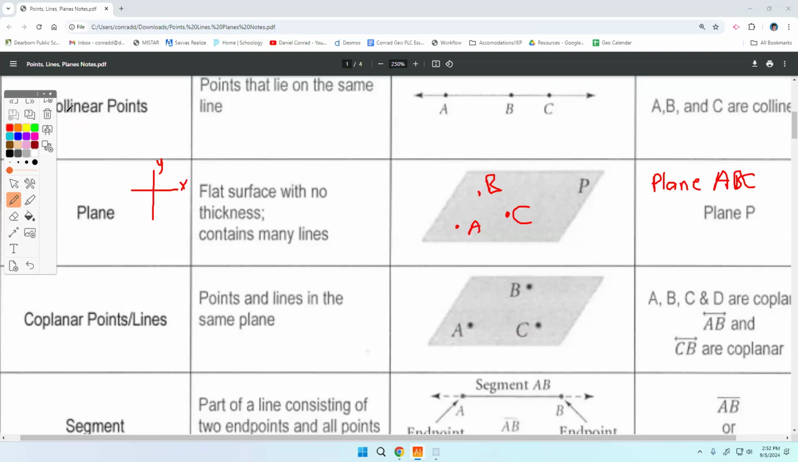Okay, and if collinear meant on the same line, coplanar is going to be on the same plane. In our example here, we need to add a point D. It says A, B, C, and D are coplanar. That's because they're all in the same plane. It also says line AB and line CB are coplanar because those lines are in the plane. So they're together in the plane. So collinear, on the same line; coplanar, on the same plane.